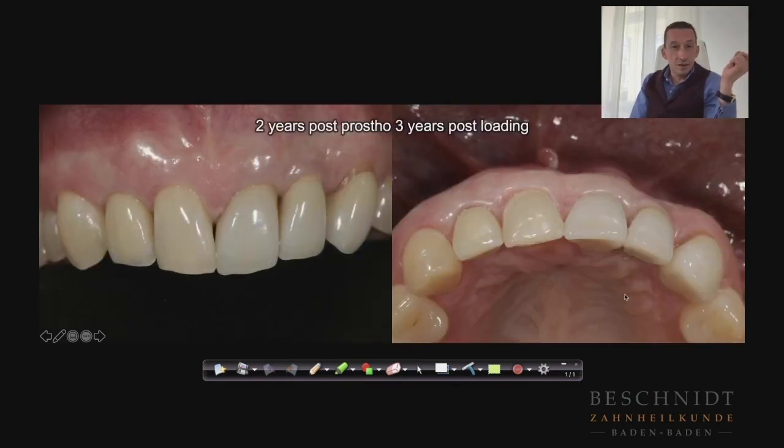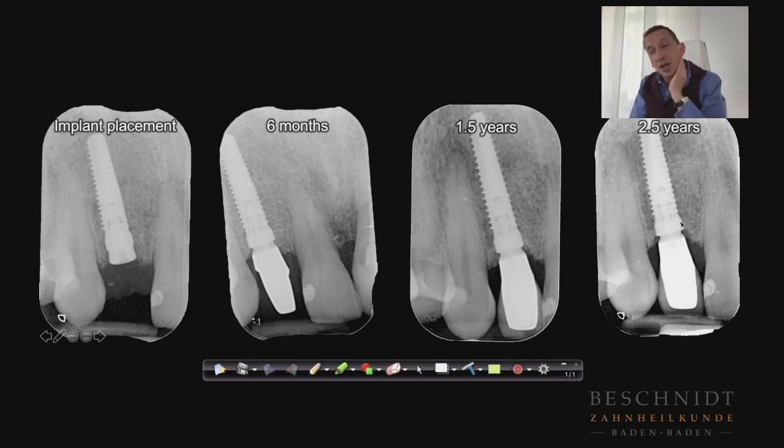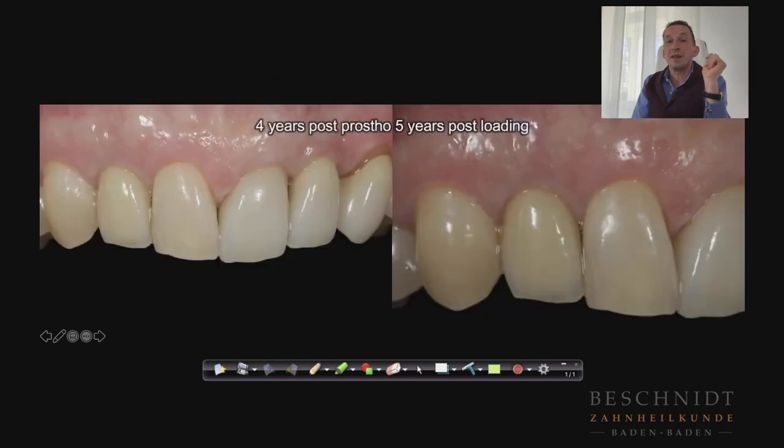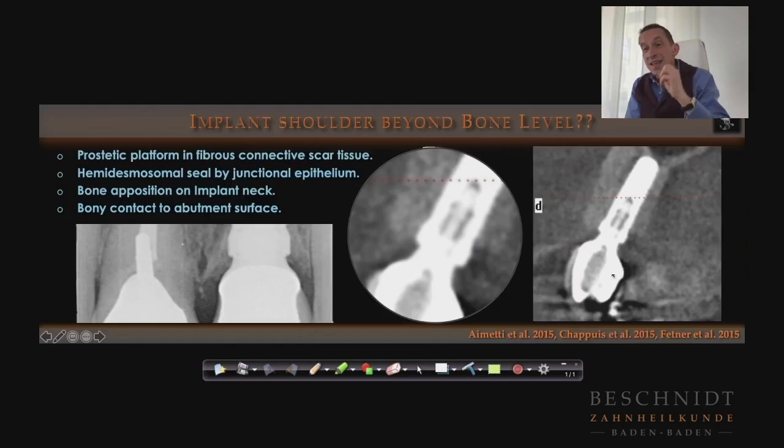That's the 2-year post-prosto result and 3 years of loading. And here you see after 2.5 years, we took again an X-ray and look at the bone 2.5 years after loading. We still have the bone above implant shoulder. There is no bony resorption at all. And that's the 5-year loading result. So yes, it makes sense to put the Conelog beyond bone.